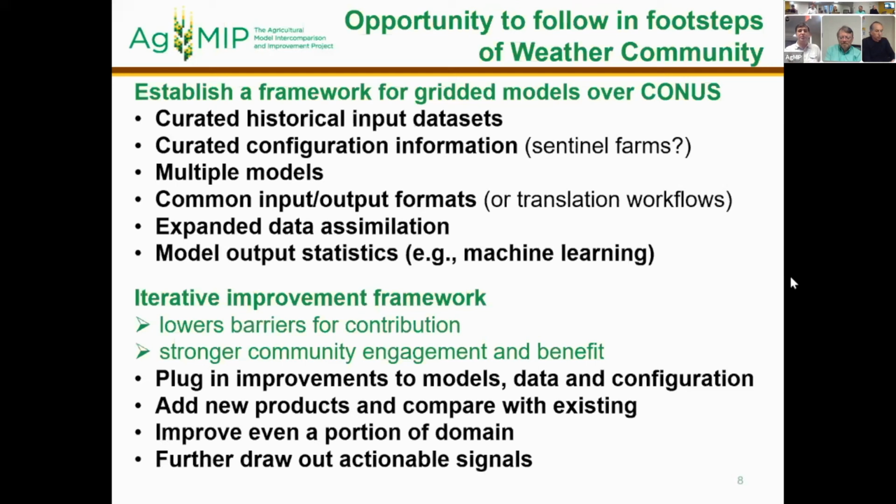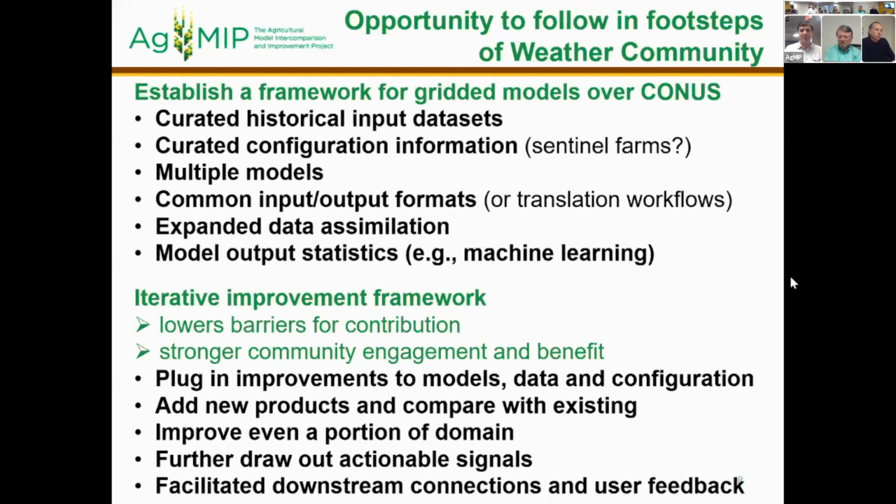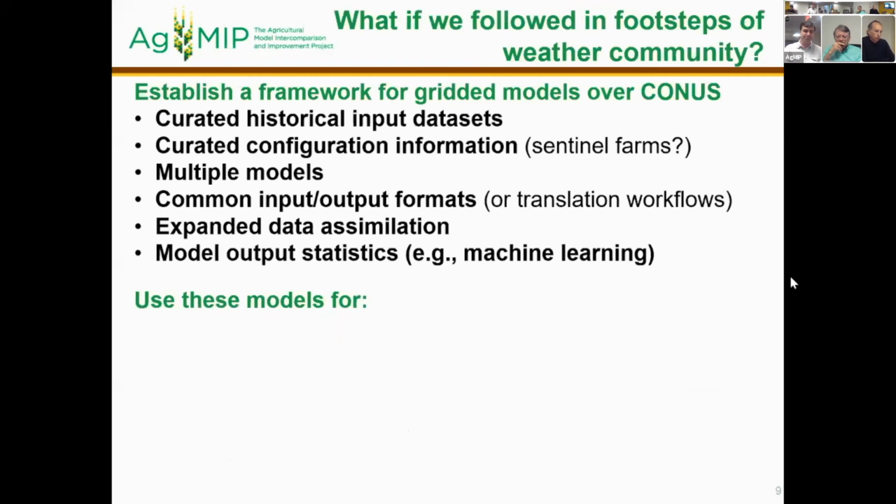And then, of course, there's also this effort with model output statistics and elsewhere to further draw out the actionable signals. So to get more signal and less noise is something that we do through ensembles, but also advanced methods. And then, of course, also people could be working specifically on the outputs connecting into downstream connections and stakeholder engagement. So finally, same set of lists at the top here, but what can we use these models for?